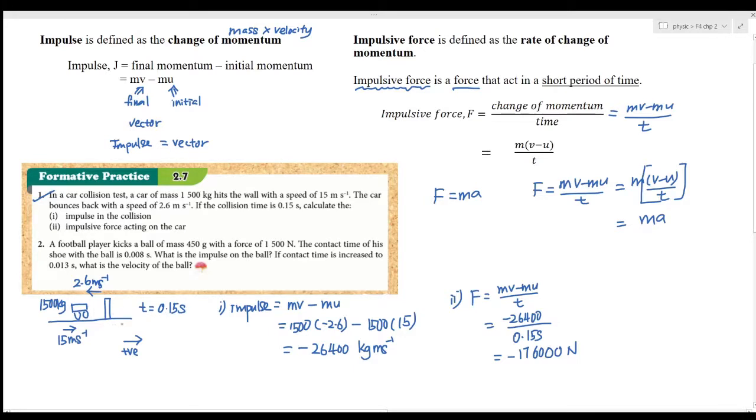And the force is acting in the negative direction, so the force will be acting on the car. This will cause damage to the car.